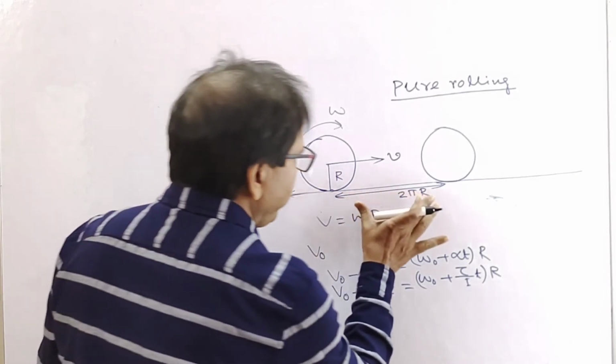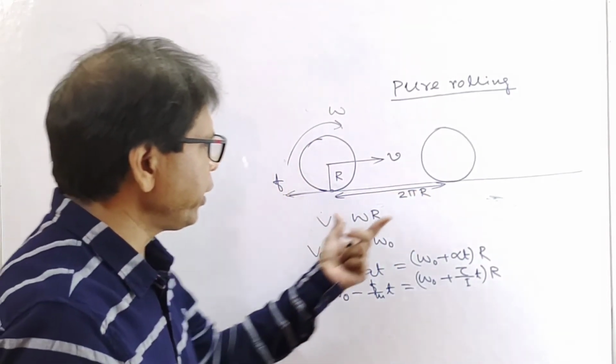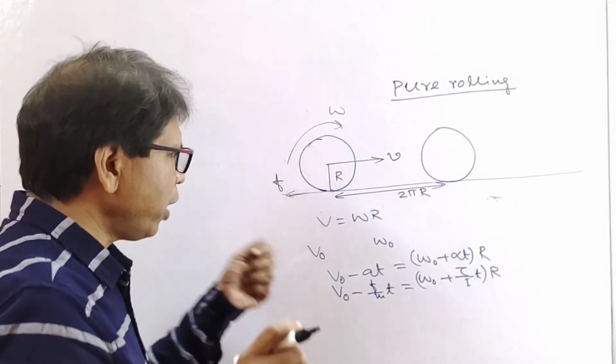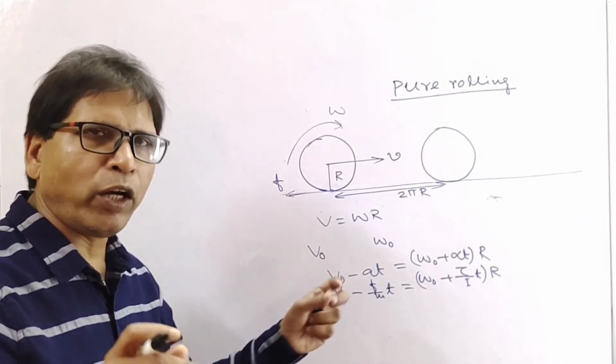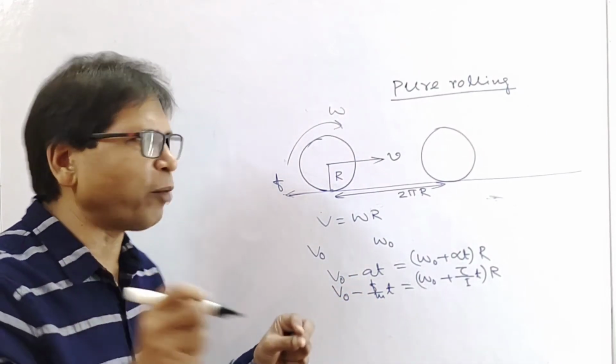Now in pure rolling, the distance travelled in one complete rotation is equal to 2 pi r. The numericals of pure rolling can also be solved with the help of the conservation of angular momentum.